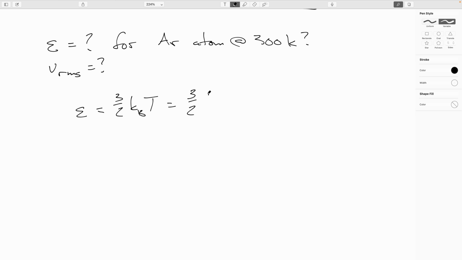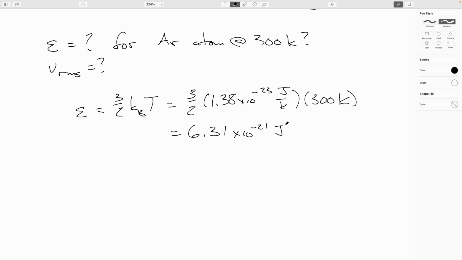So this will be 3/2. Boltzmann's constant is 1.38 times 10 to the negative 23rd joules per Kelvin. And our temperature is 300 Kelvin. And this is a case where we have to work in absolute temperature. So if you're given a Celsius temperature, you're going to have to add 273.15 to it. So we get that the average kinetic energy of an argon molecule at 300 Kelvin is 6.31 times 10 to the negative 21 joules.